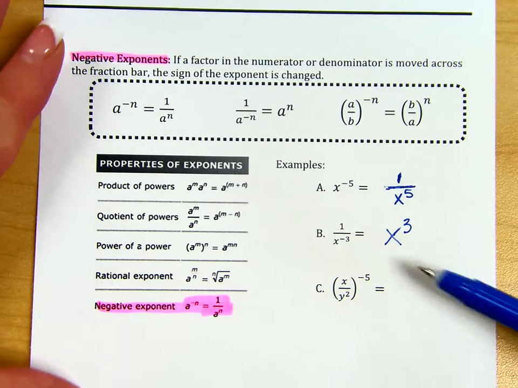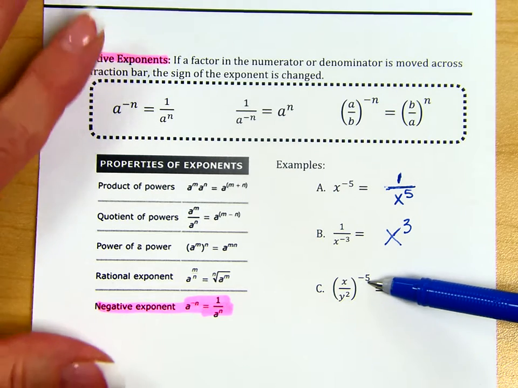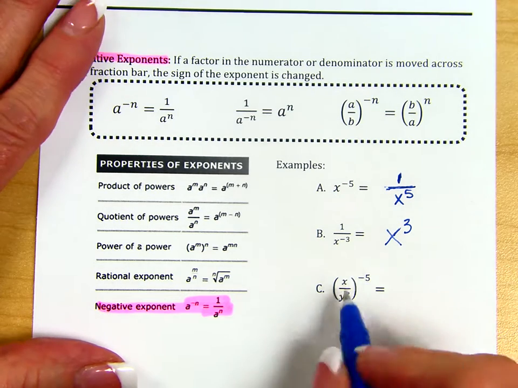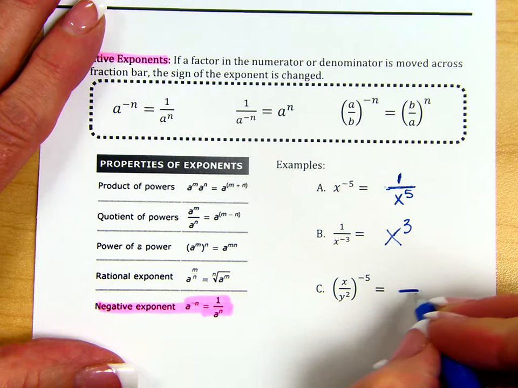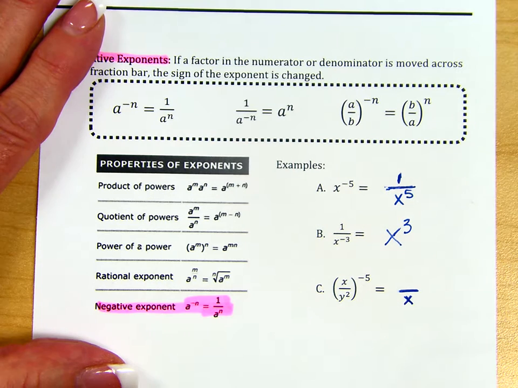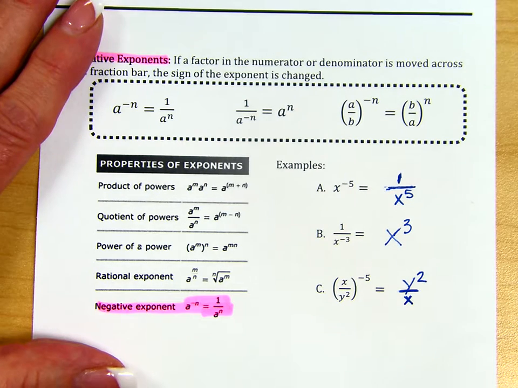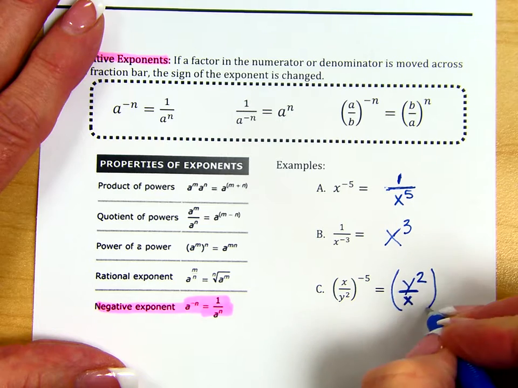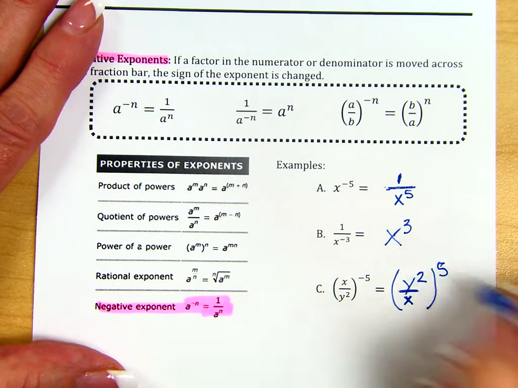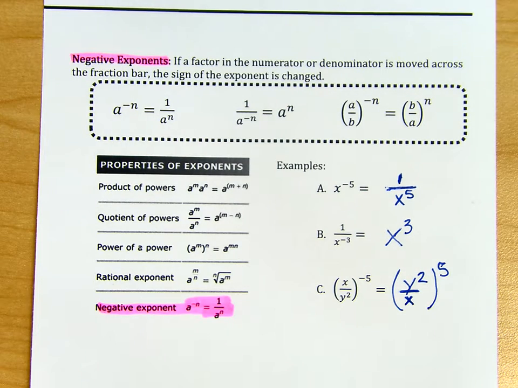In our third example, we have a fraction being raised to a negative power. So I'm going to take this x, move it from the numerator to the denominator. I'm going to take the y squared, move it from the denominator to the numerator, keep it in parentheses, and I'm going to change that negative 5 to a positive 5.